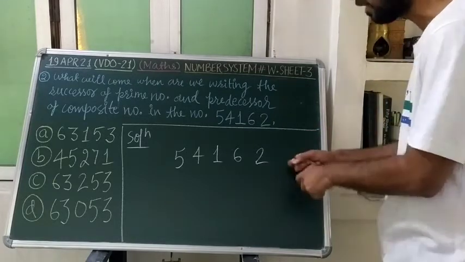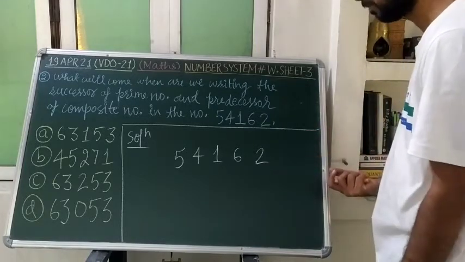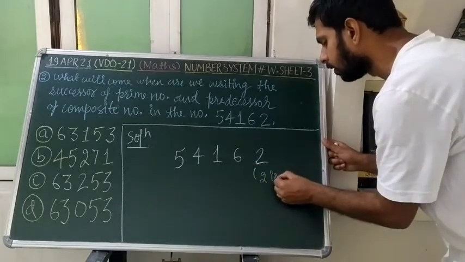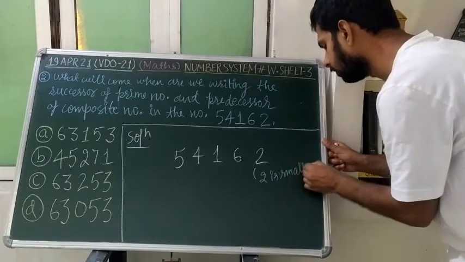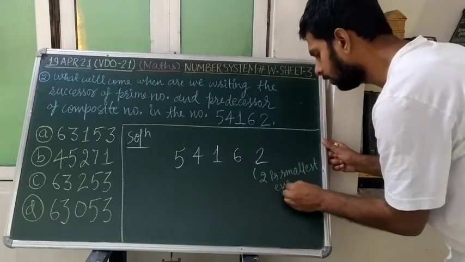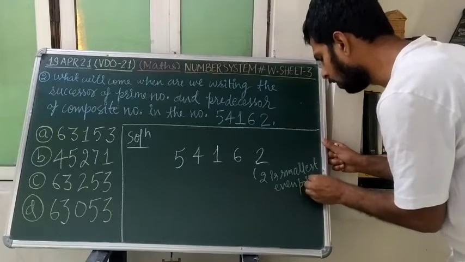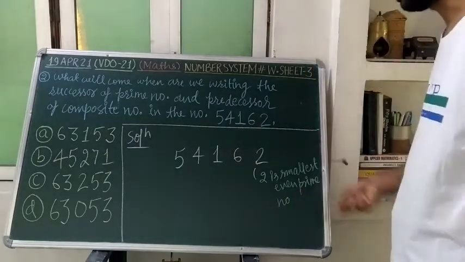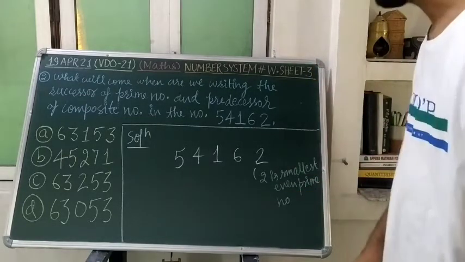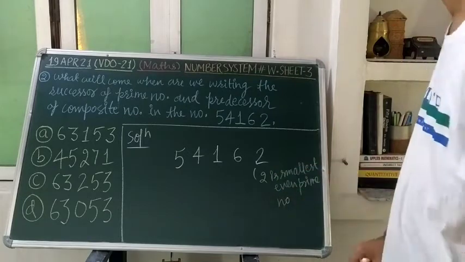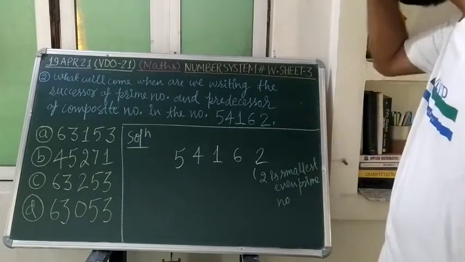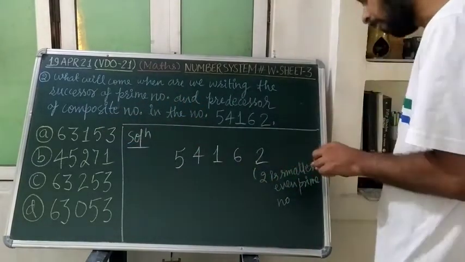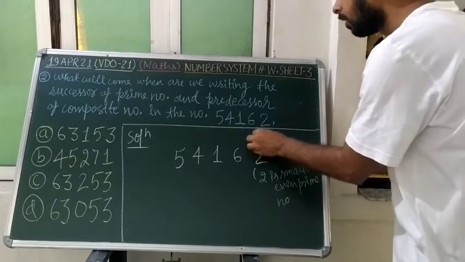Take 2. Is it a prime number or a composite number? I have told you 2 is the smallest even prime number. It is our smallest even and prime number, meaning it is even as well as prime, and it is the smallest even number present. So 2 will be our prime number. We want to check whether it is a prime number or a composite number.